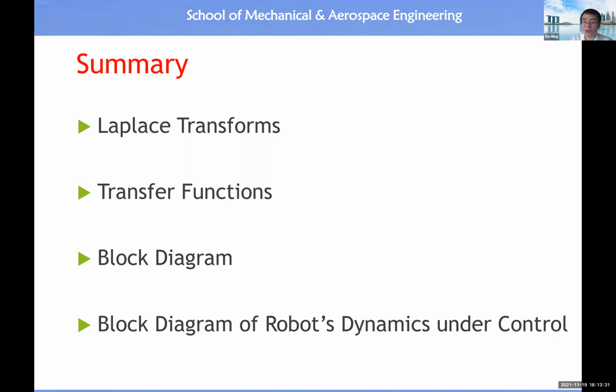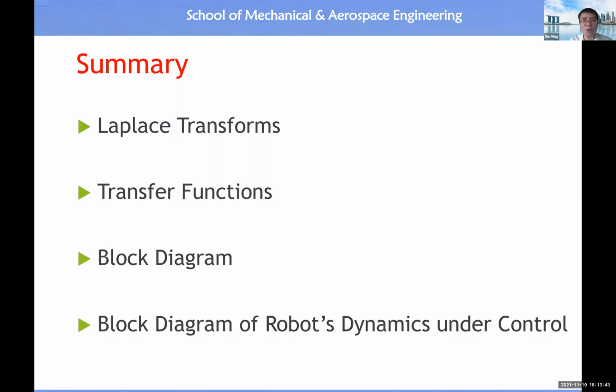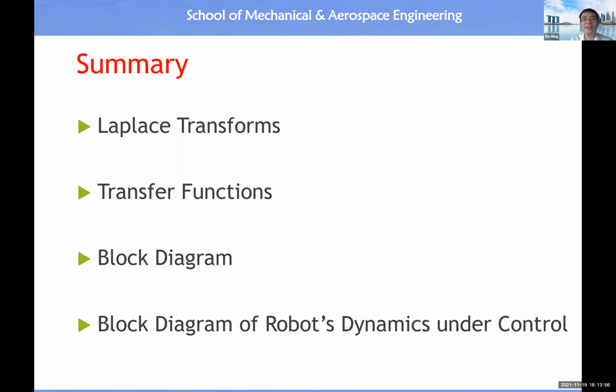All right, so then this is the result of graphic representation of dynamics under control with a robotic arm. Okay, then in lecture 4, we are going to see how to make a nonlinear system of a robotic arm become an LTI system.